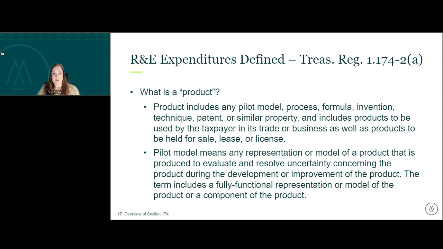And pilot model was a newer addition to 174 that basically allowed for any complete prototypes, even if the prototype ends up becoming the production model, that it would still qualify under 174. At the time, it was a positive change, because it meant that if you are designing and building a piece of equipment, customized equipment for use in your business, for example, there was uncertainty as to what extent you could expense those costs under 174 and how much you had to capitalize. And the definition of pilot model really allowed taxpayers to have a position to expense the entire cost of the equipment if it was eligible in the year that the expenses were incurred, as opposed to capitalizing it. So at the time, it was a very positive change.